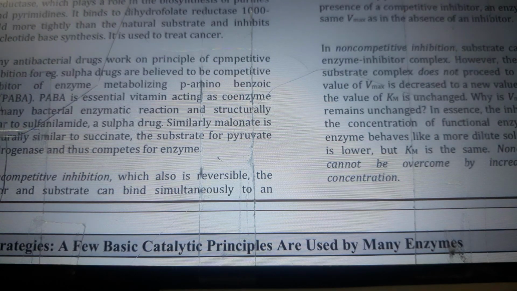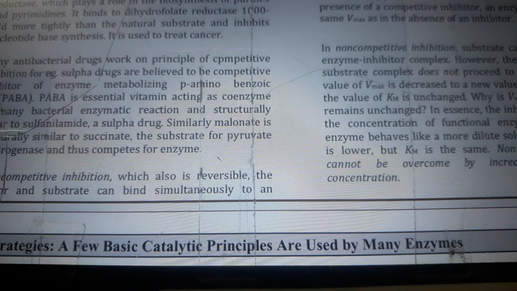Many antibacterial drugs work on the principle of competitive inhibition. For example, sulfa drugs are believed to be competitive inhibitors of the enzyme metabolizing p-aminobenzoic acid, PABA, which is an essential vitamin acting as a coenzyme for many bacterial enzymatic reactions and is structurally similar to sulfanilamide, a sulfa drug. Similarly, malonate is structurally similar to succinate, the substrate for succinate dehydrogenase, and thus competes for the enzyme.